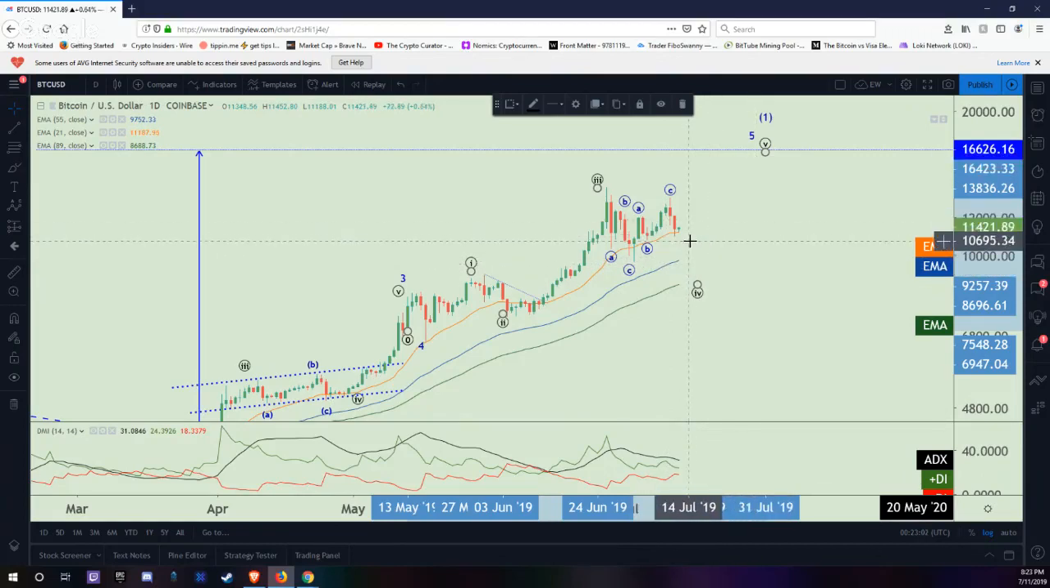But let's hope that it stays right where we're at and holds this 11,000 level and this 21 exponential moving average, and let's just get this thing rocking and rolling to the upside. So I'm just laying out a couple of Elliott wave patterns I'm looking at going forward.